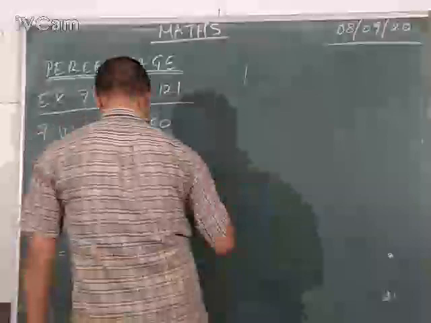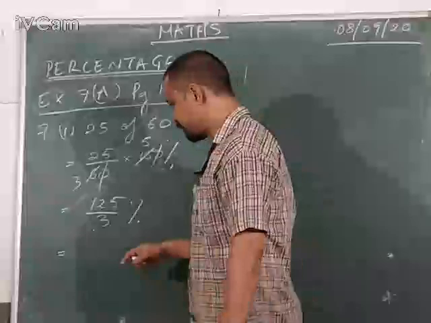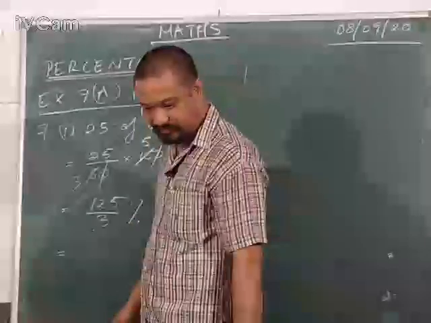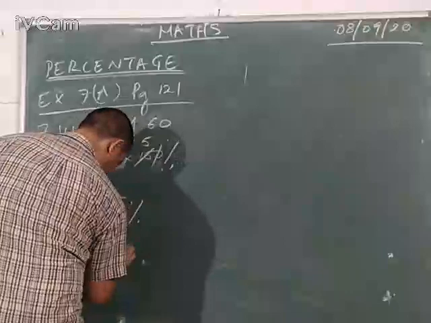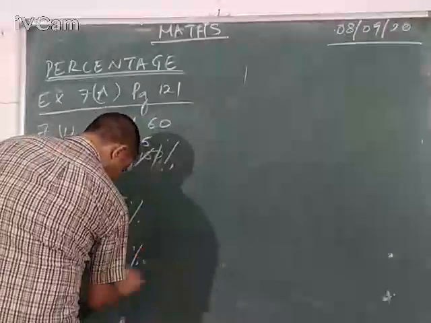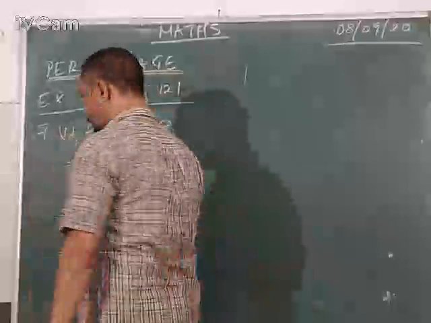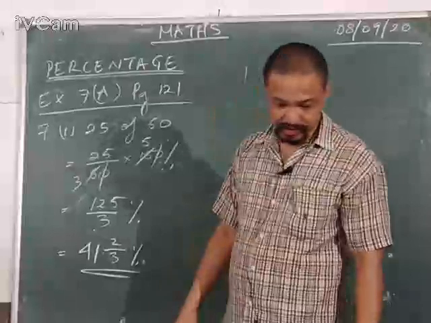I'm not going to show you the rough work. It's very simple. If you divide 125 by 3, you have to convert it into a mixed fraction. This comes to 41 whole 2 by 3%. So that's how we go about it.